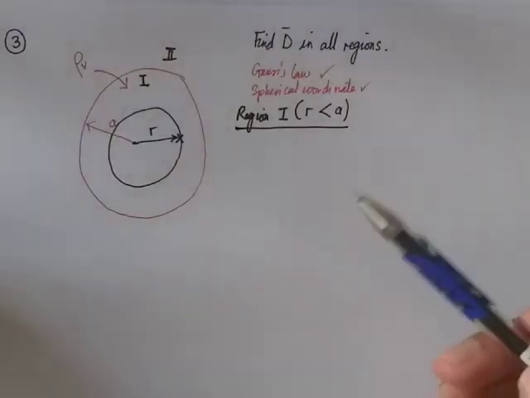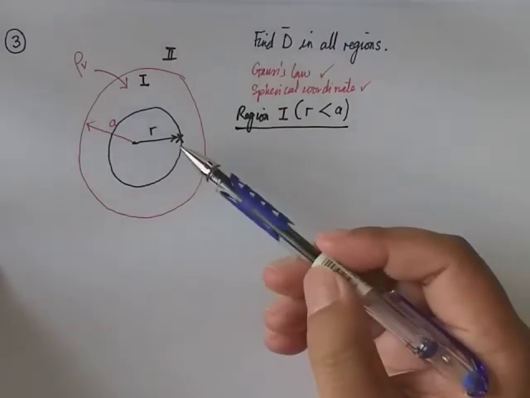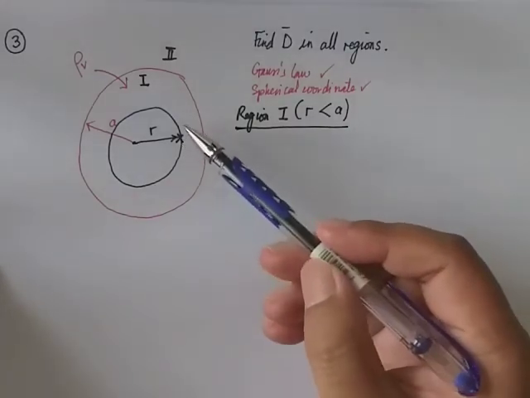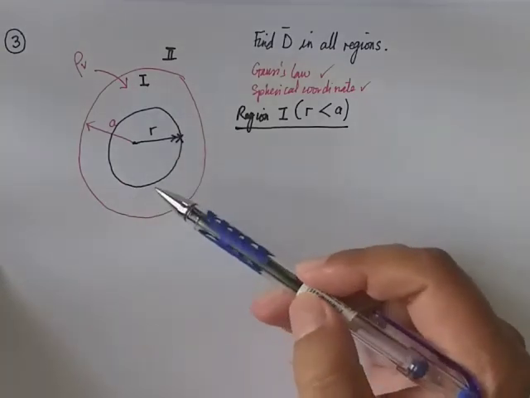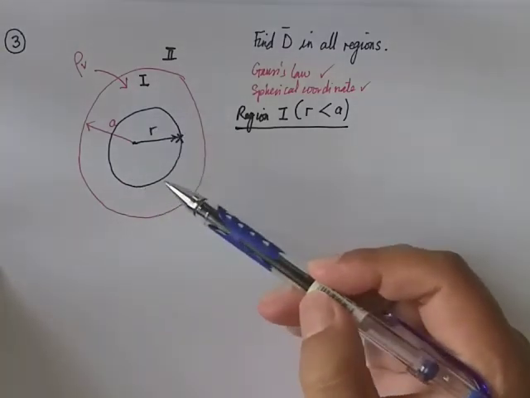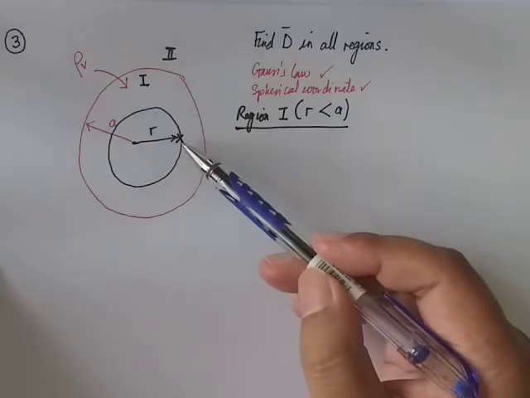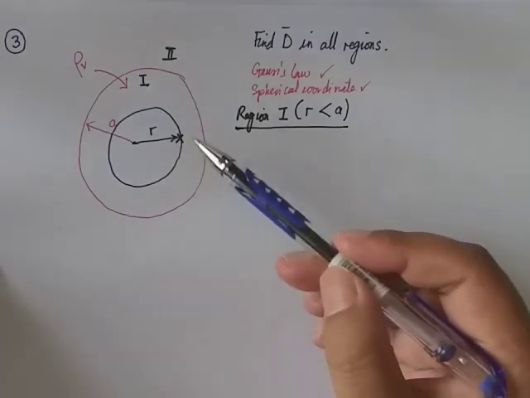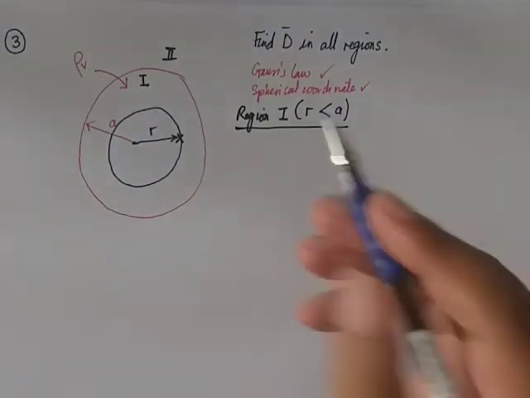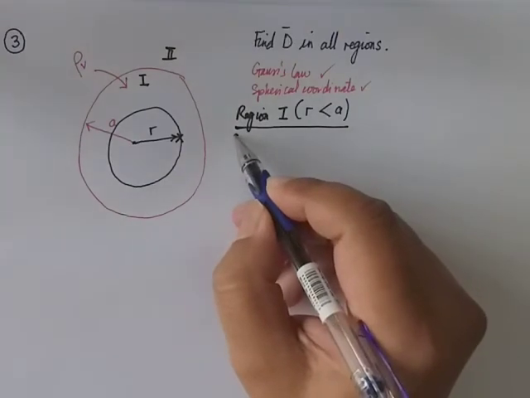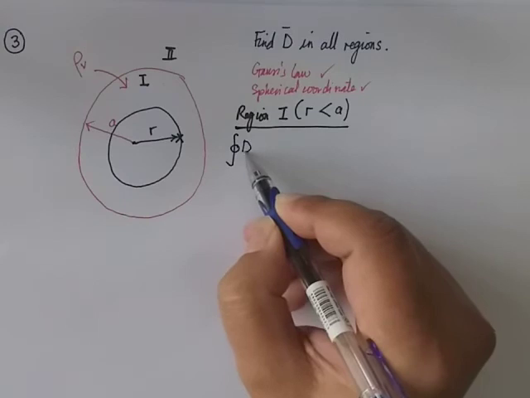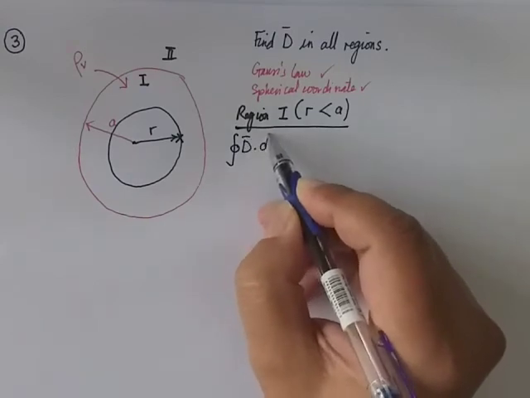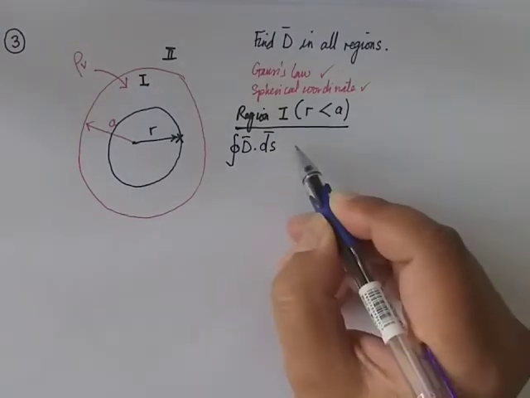Again, I'm repeating here. I know the location of my D. I build the Gaussian profile. Remember, the Gaussian profile must have two characteristics. First, it must pass through the point X. Second, it must be completely closed. Okay, now let's do the mathematics. Completely closed. D dot ds should be equal to Q enclosed.